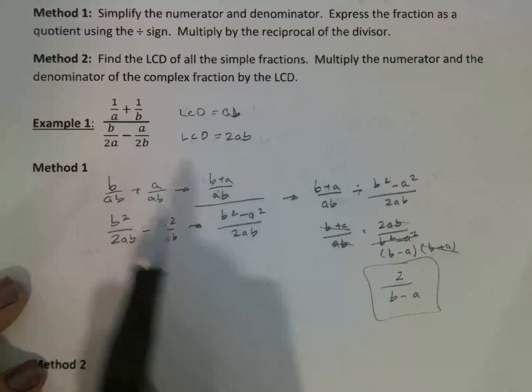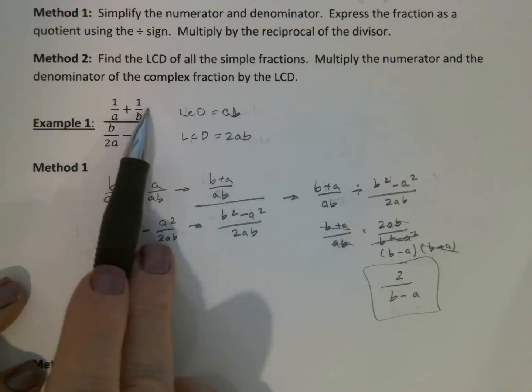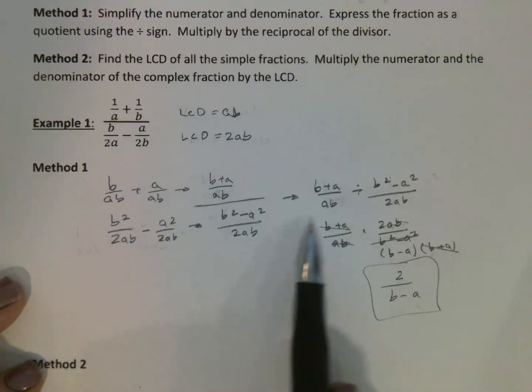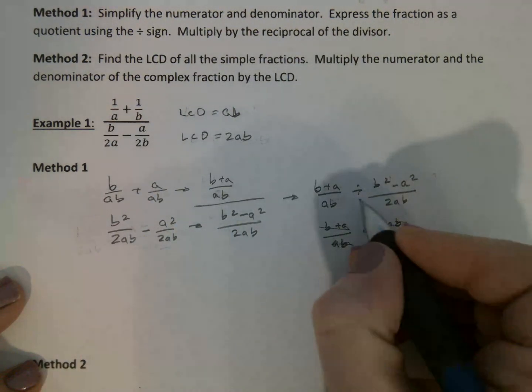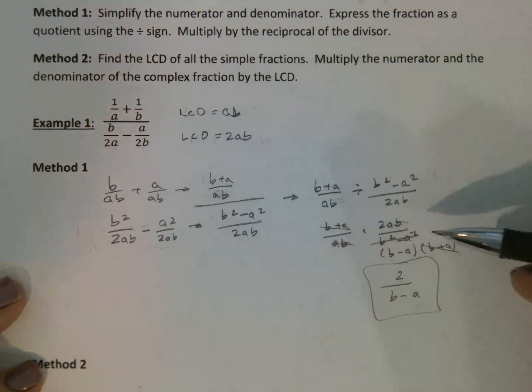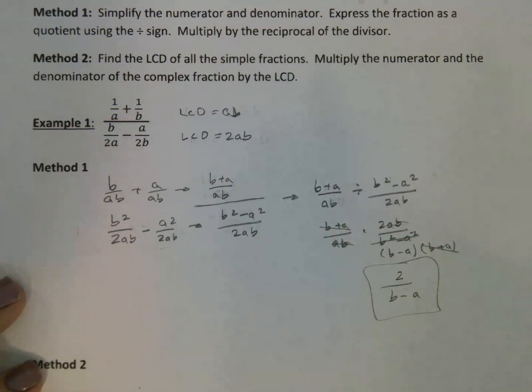Okay, so I started by simplifying the numerator, simplifying the denominator, writing it then using the division symbol, doing my keep, change, flip, factoring, and then canceling out.